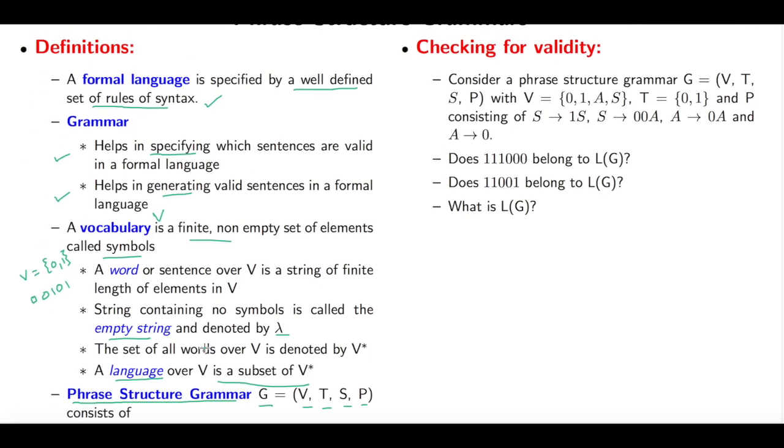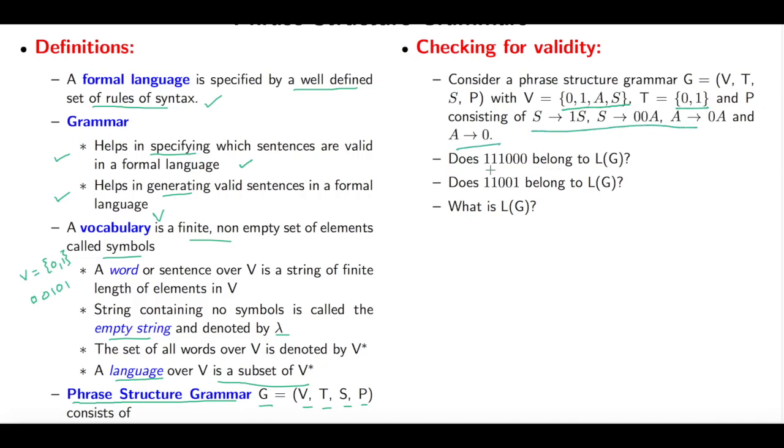Okay, now we see the first part. Remember what we said, there are two purposes of a grammar. It checks the validity and it generates valid sentences. So in this work we are trying to check for validity of a grammar. Okay, so the question comes like this. We have a phrase structure grammar V, T, S, P with V consisting of these four elements. Terminal elements are only 0 and 1, and productions are these four.